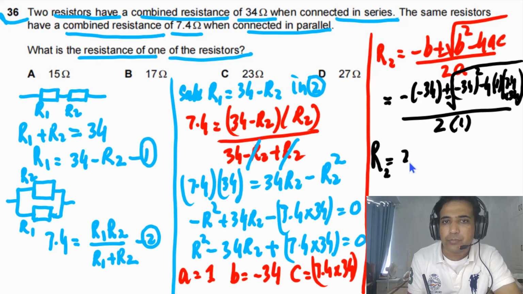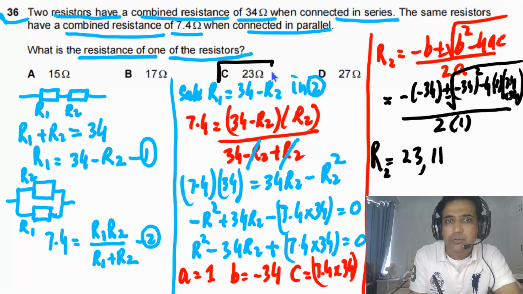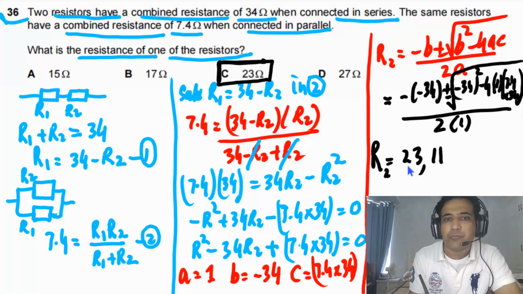Now if we simplify this one, we will get two values of R. One value will be 23 and one value will be 11. If you look at the given options, we don't have 11. So the answer for this question has to be C. So C is the answer. You can just simplify and you will come up with these two values. In this case, this one is not given, so we will choose this one. So this is the value of R2.